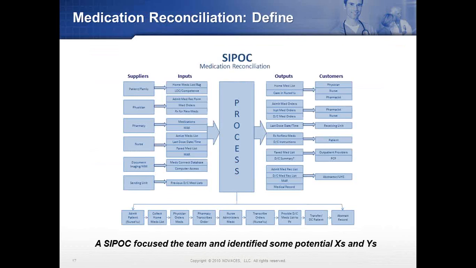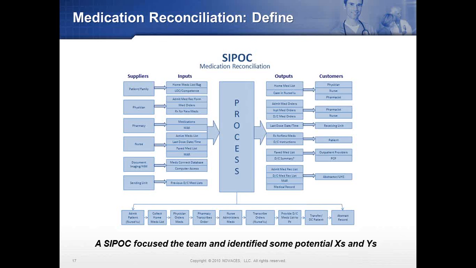This is a SIPOC. A SIPOC is always used in a Lean Six Sigma event to focus the team. It helps you to see this process from a very high level. And again, I know you really can't see the words in this, and your SIPOC is going to be different than this hospital system's SIPOC. But their high-level process steps started at admission and ended at this point in the process with abstracting the record.